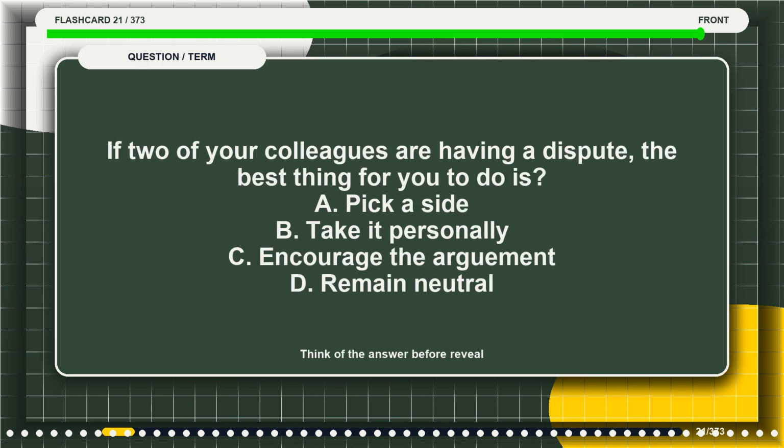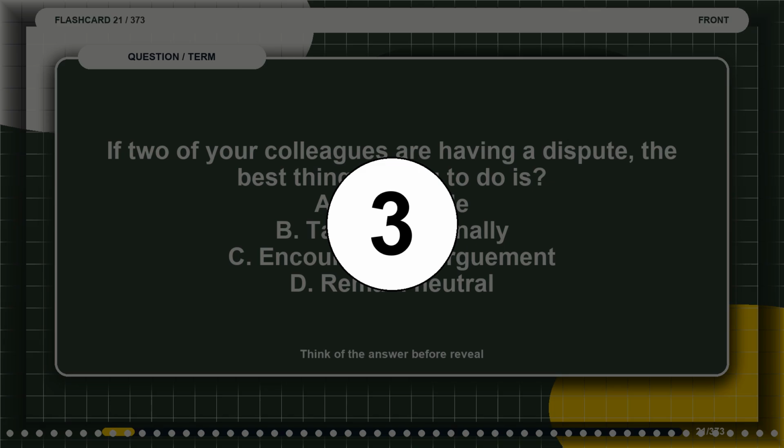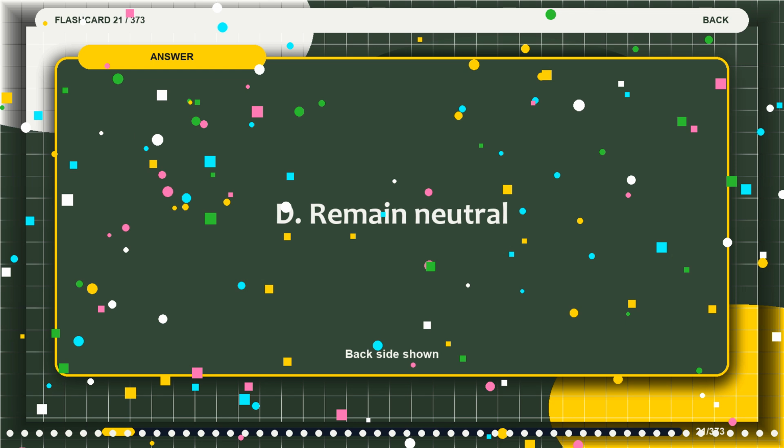Flashcard 21. If two of your colleagues are having a dispute, the best thing for you to do is: A. Pick a side. B. Take it personally. C. Encourage the argument. D. Remain neutral. Think of the answer before the reveal. The answer is D. Remain neutral.